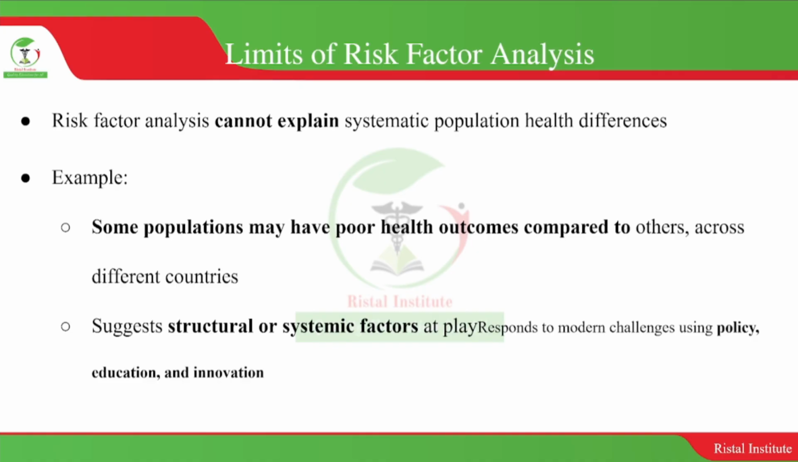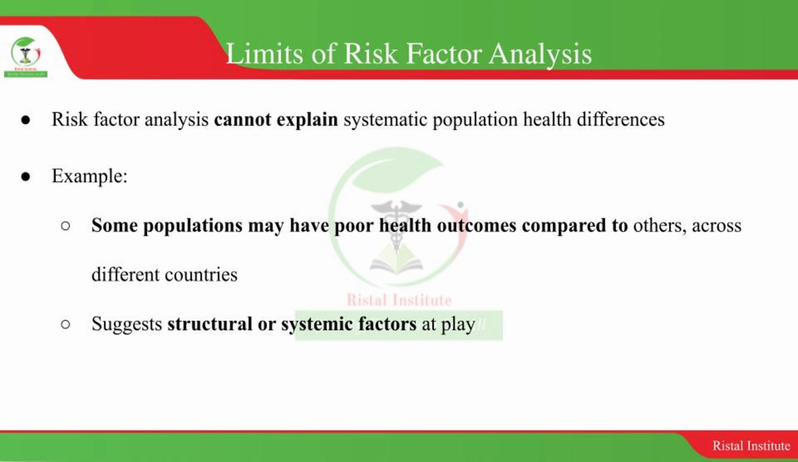So the other challenge with looking at these risks is the fact that these risks do not explain who is being affected so much by the problem. Okay, so they do not explain systematic population health differences. That's the challenge. Yet, in our opening statement, we said that some populations are having poor health outcomes compared to others.